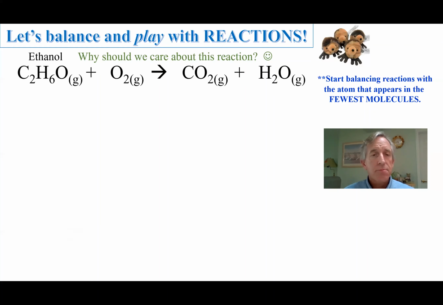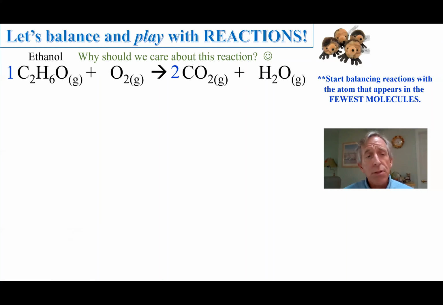I spy that carbon really only shows up in 2 out of the 4, and hydrogen only shows up in 2 out of the 4. So you could start with either one of those, but do not start with oxygen. It shows up in all 4 of those. So let's start with carbon. It's right at the beginning. I see 2 carbons in ethanol. And on the product side, I only see 1 carbon in carbon dioxide. So I'm just going to place a 2 in front of the CO2.